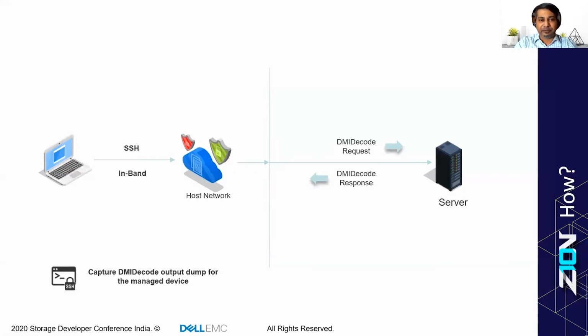Similarly, for SSH, which is an in-band protocol which goes over the host network, what we have done is, to be able to have an SSH device simulation captured, we've used a tool known as DMI decode. So what we try doing is have the DMI decode request and response for every physical hardware component for a particular device stored within our database, so that when we get an SSH request, we transform it into the required response for the device.